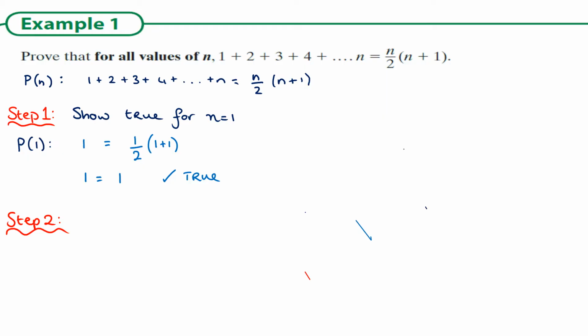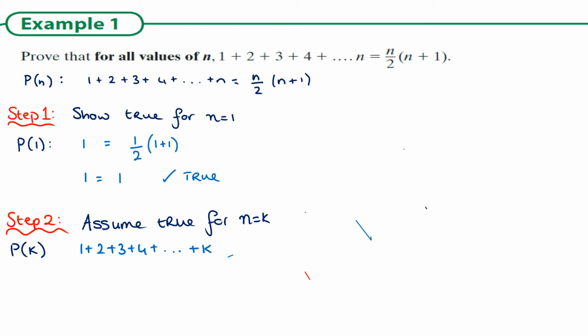Step 2 is assume true for n equals k. So we're doing P(k) here. So we basically have 1 plus 2 plus 3 plus 4 all the way up to k this time, and that should equal k over 2 times k plus 1. And we're assuming that to be true. So we're not going to go any further.